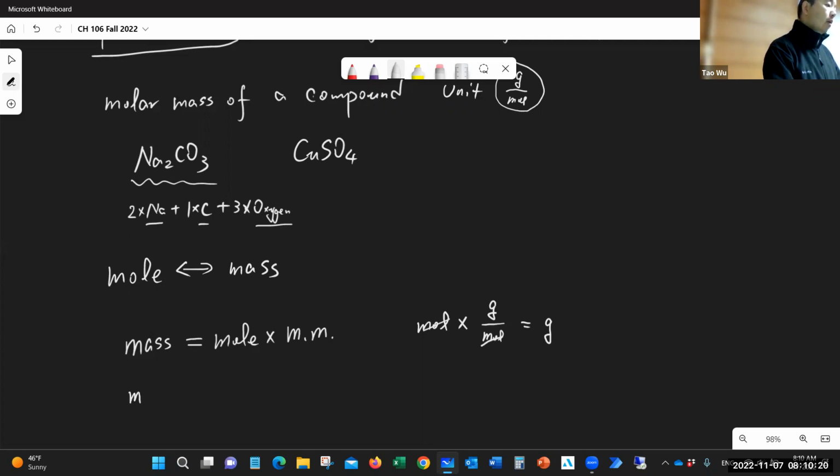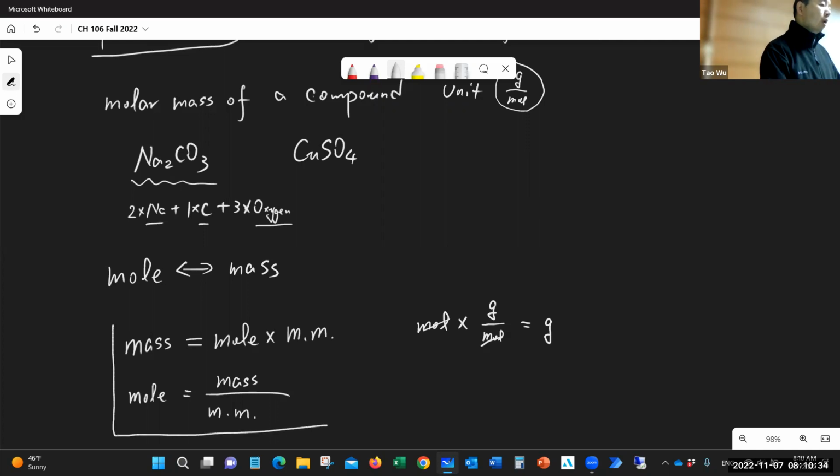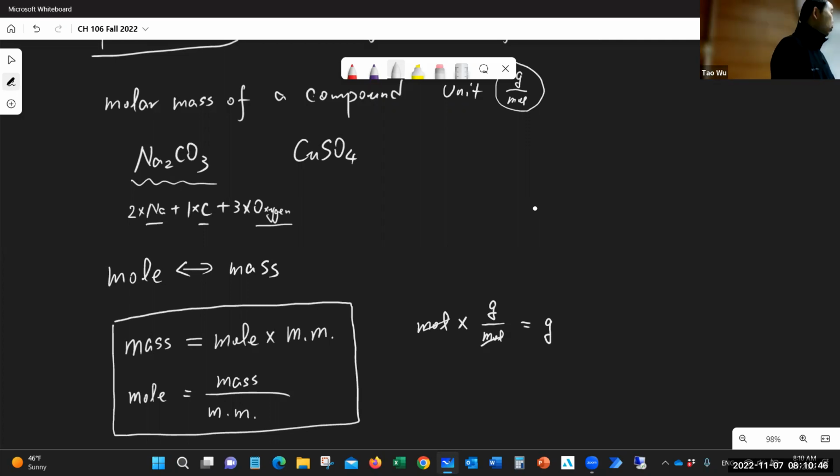And then the mole will be just the mass over molar mass. Mass over molar mass, it's doing the same thing. Those two equations, I strongly recommend you remember: mole equals mass over molar mass, and mass equals mole times molar mass. It will save you quite a lot of time when you do the conversion.